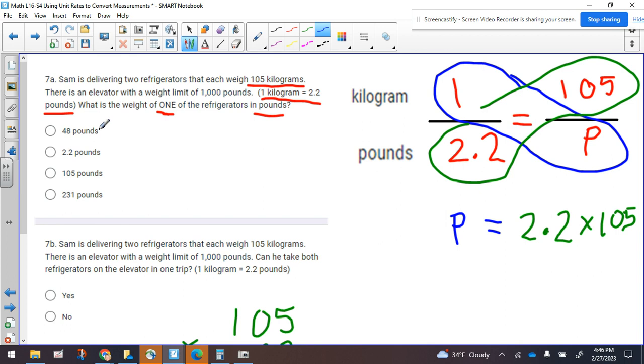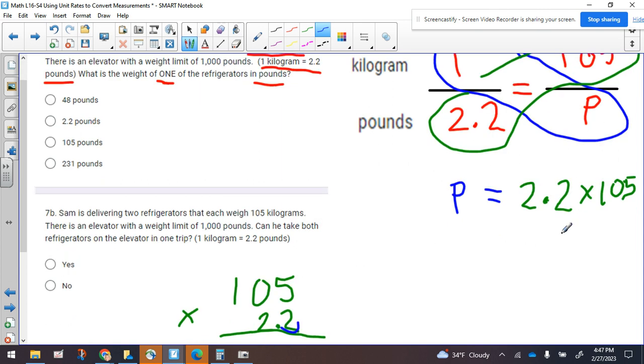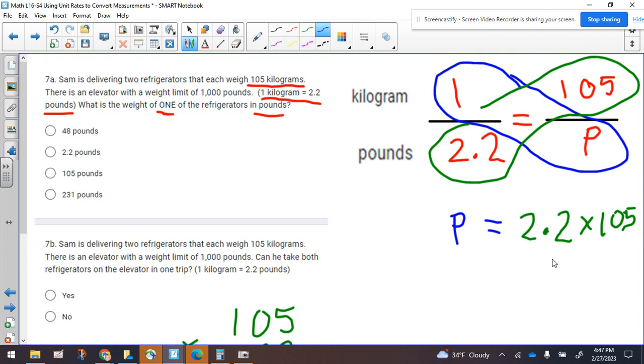All right, so you'll be seeing one of these as the answer choice when you do the math correctly for that. Now, whatever you get, you're going to take that answer because that'll be how many pounds for one refrigerator. And remember, we're talking about two refrigerators here.